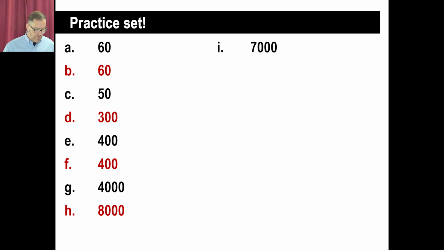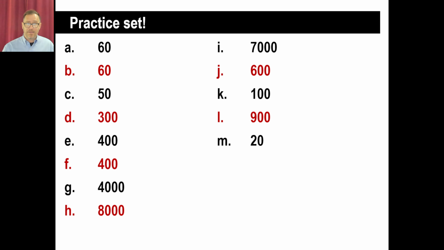All right, try J, K, L, and M. Pause it and give those a whirl, and then come back. Okay, and again, these are just estimates. J would be about 600. K would be about 100. L would be about 900, because what we're talking about is 30 times 30, right? 30 times 30 is 900. M, about 30 into 600 would be about 20. So it's a rough estimate.